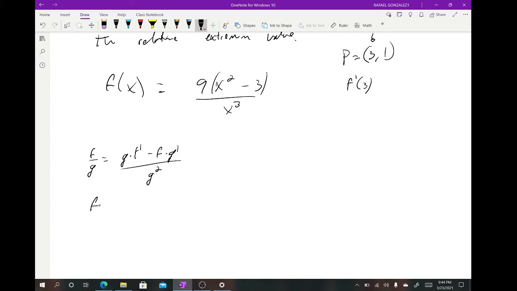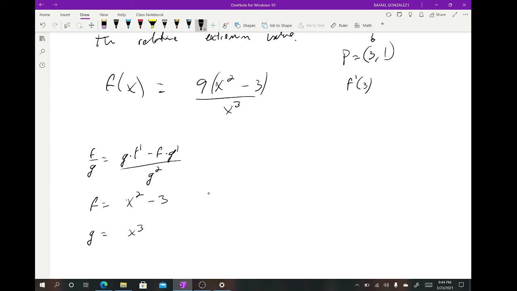You should have that memorized. Anyway, let's let f be the top function. We don't need to worry about the 9. We could leave the 9 on the outside. So I'm actually going to leave it on the outside. I'm just going to say that the top function is x squared minus 3. And then the bottom function g is just x cubed.